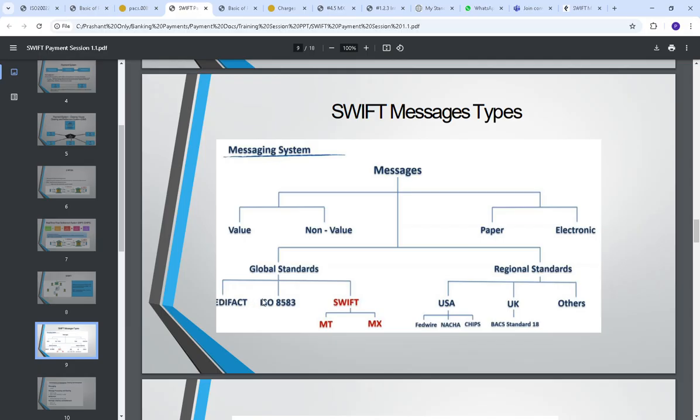Otherwise, I also don't know what EDIFACT is, but if you want, I can Google it in front of you. BACS is totally different. The BACS standard is used in mainframe systems, mainframe batches, BACS in the UK. That is BACS and CHAPS.